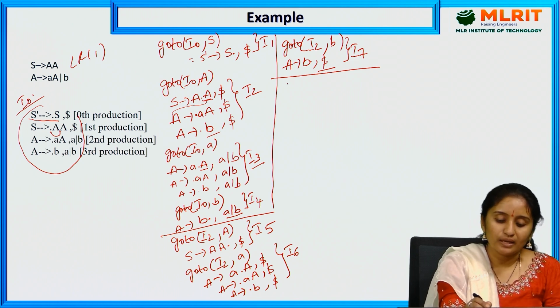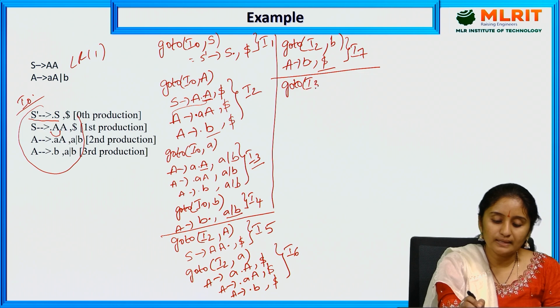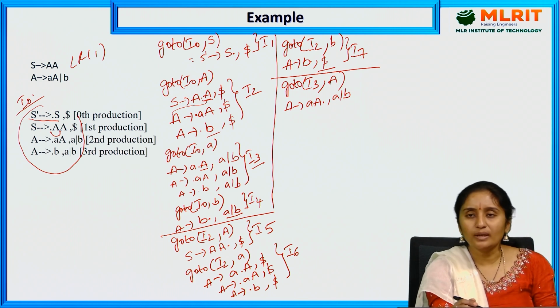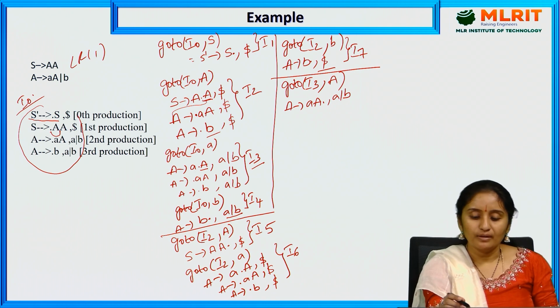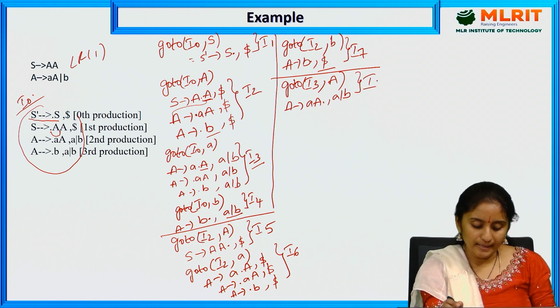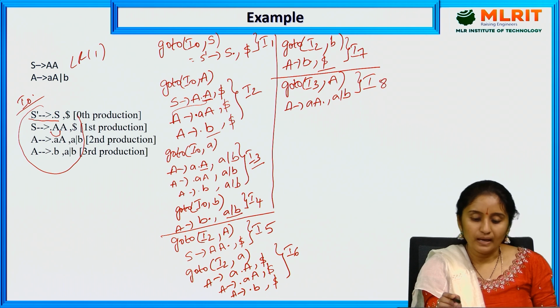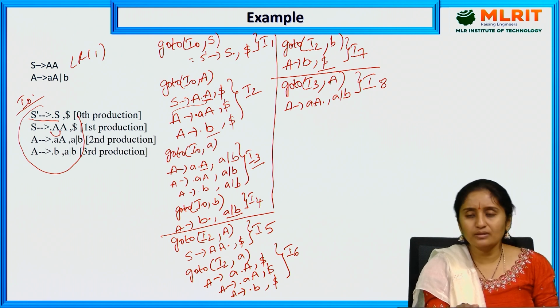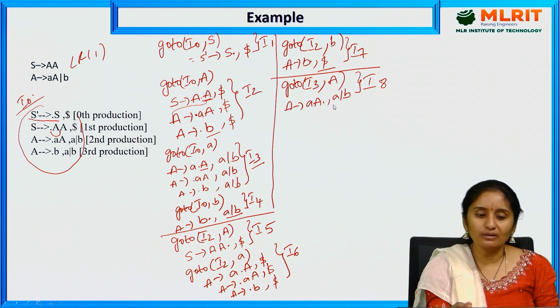Then move to I3. Go to I3 comma first production is A. A tends to A dot comma A by B. After the dot there is no terminal or non-terminal, so this is also completed. So it is our I8 state. Check whether the same production exists with the same look ahead symbols. We are not able to find the same production already existing, so let us write it as I8, a new state.